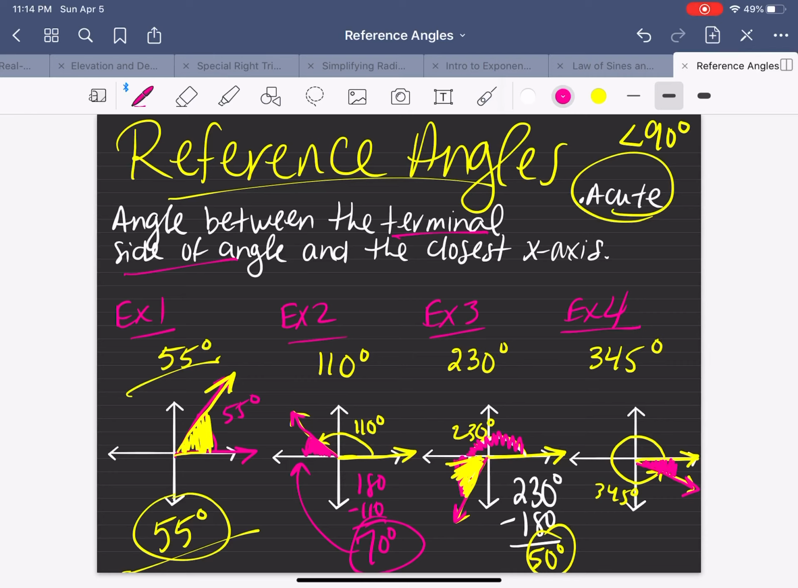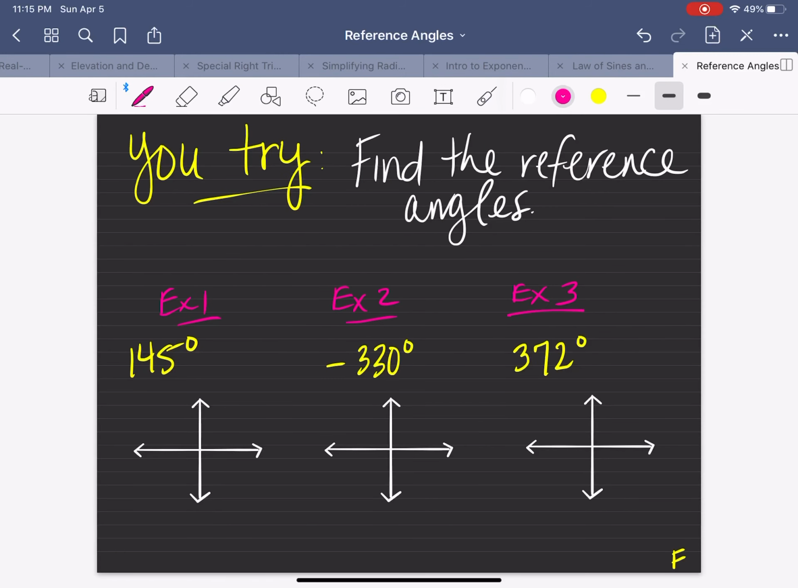As you can see, the reference angle is the pink angle. So we're going to do 360 because we almost made a full revolution, minus 345 wherever we stopped, and that right there is 15 degrees. So our reference angle for example 4 is 15 degrees. Go ahead and find the reference angle for the following problems. Pause the video and then come back after you have solved them.